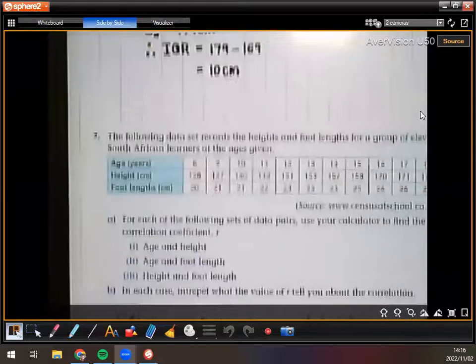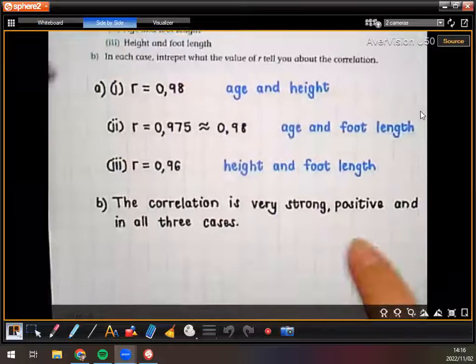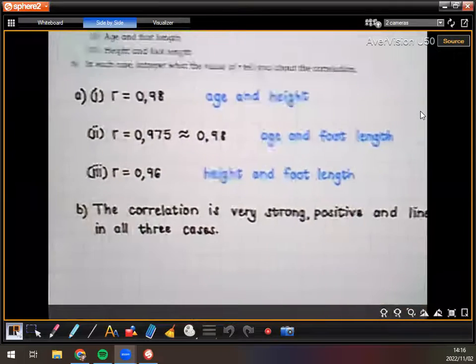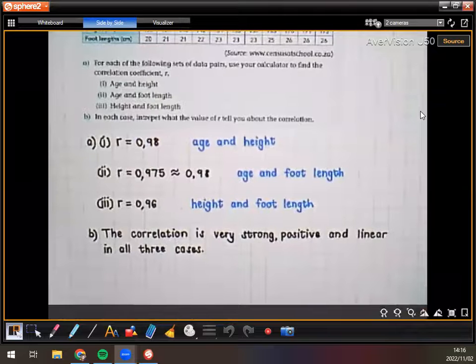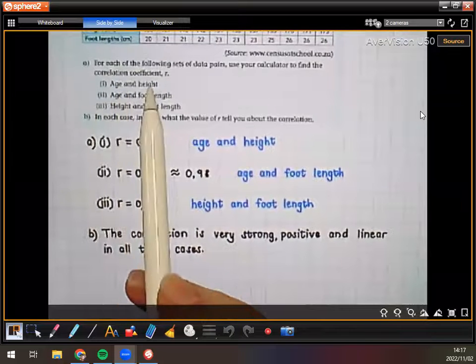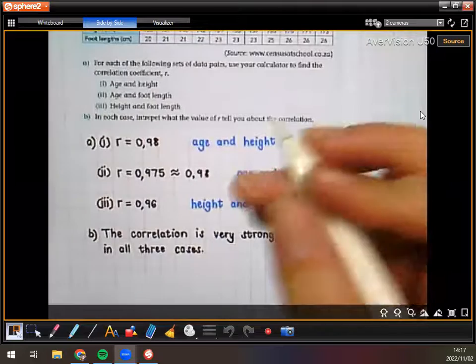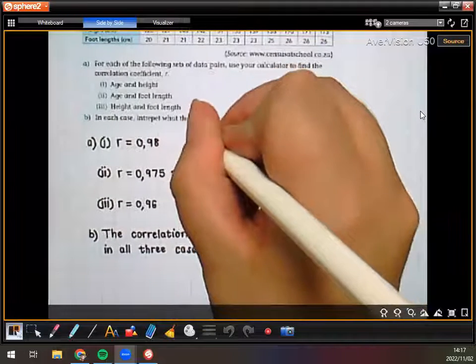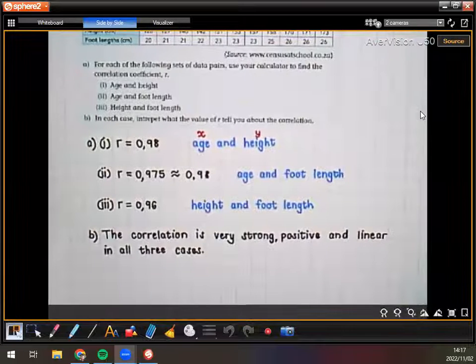For 7, they asked you to do a whole bunch of correlation coefficient calculations, 3 of them, and then you had to comment on them, which I thought was silly because they were all basically kind of the same. So for the first question, they wanted you to calculate the correlation between age and height. But guys, because they said age first and then height, you must take age as x and height as y. Remember I said whichever they mention first, that is x values, and what they mention second would be y. You don't forget that. 0.98.